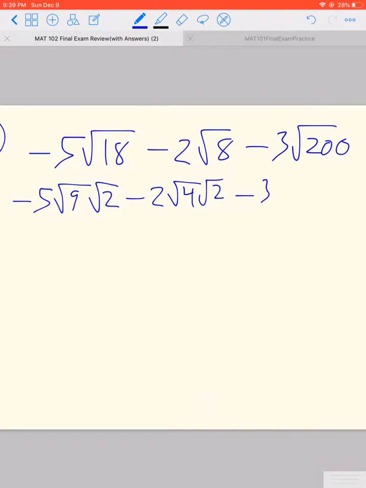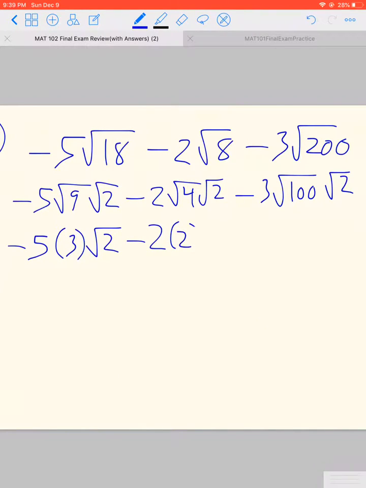And the square root of 200 is divisible by the perfect square 100, which goes in twice. We can now evaluate the perfect squares that we know. The square root of 9 is 3, so that comes to the outside. The square root of 4 is 2, and the square root of 100 is 10. Once you take those square roots, those now move to the outside. You can multiply them with the pre-existing numbers on the outside.